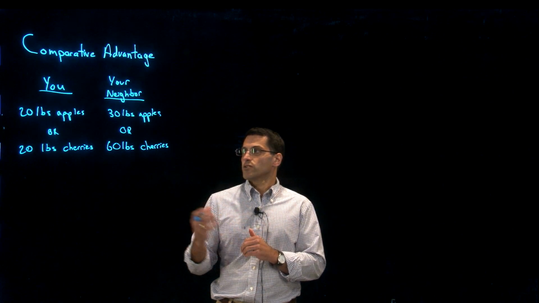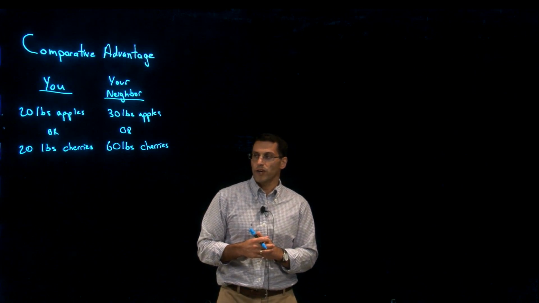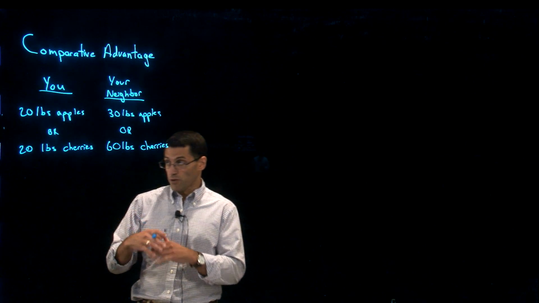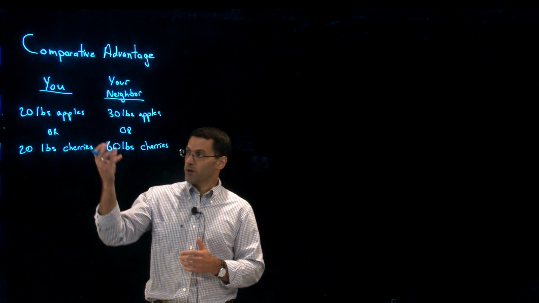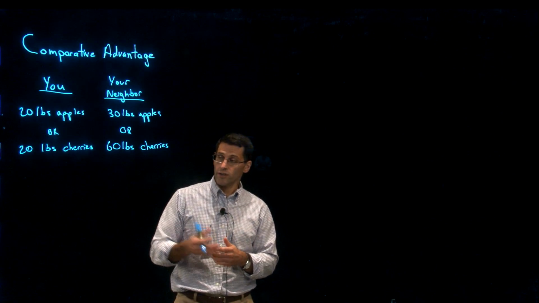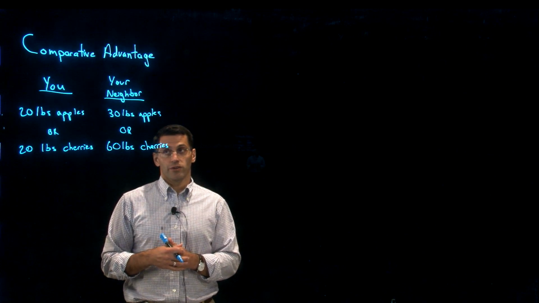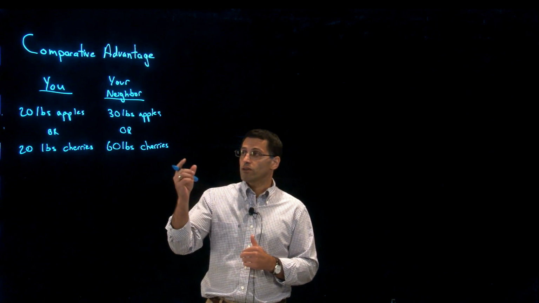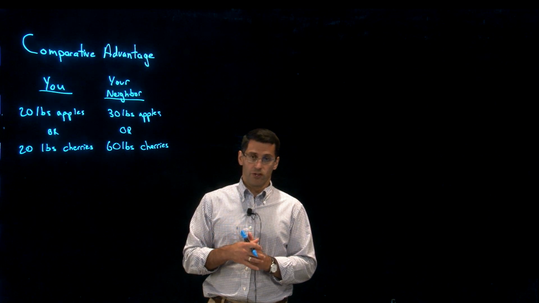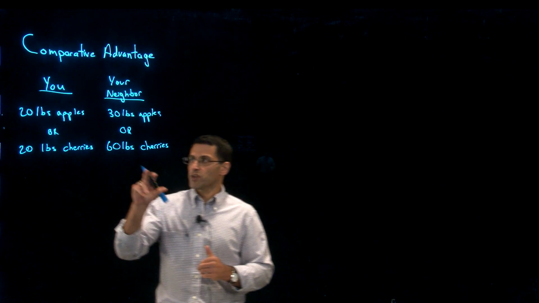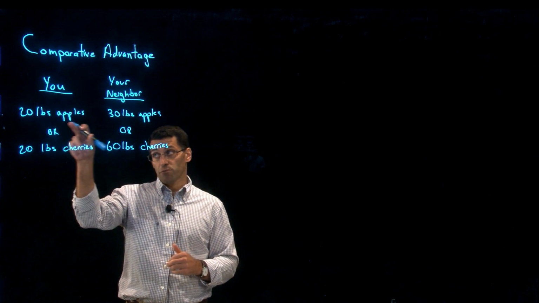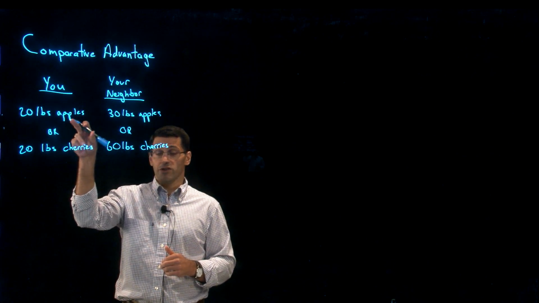Okay? So in this example, here we have that you can either pick apples or pick cherries. Now, if you spend all of your time picking apples, you will pick 20 pounds of apples. If you spend all of your time picking cherries, you'll pick 20 pounds of cherries. Now, your neighbor's more productive. Your neighbor can pick 30 pounds of apples or 60 pounds of cherries. So now, if you just compare directly, if both of you pick apples, your neighbor can pick more apples than you can.